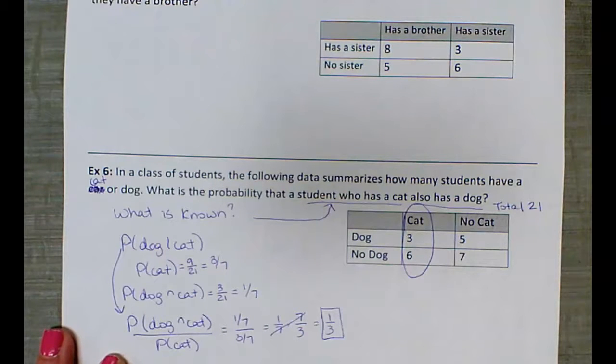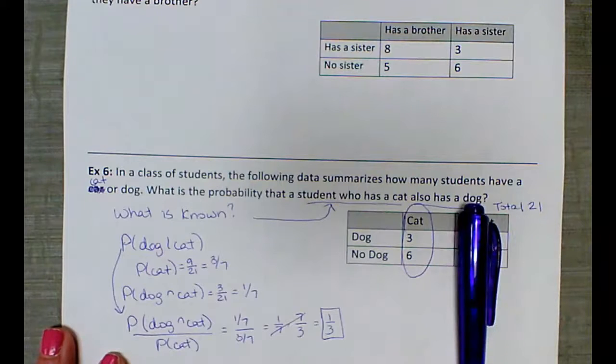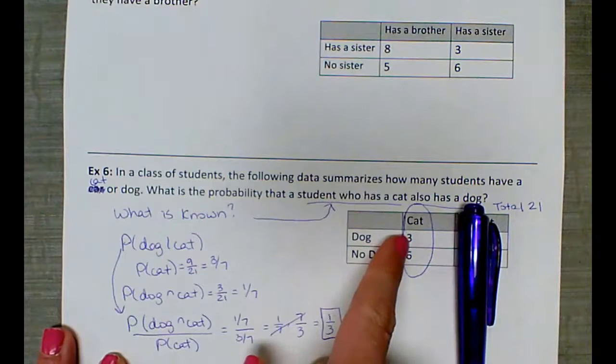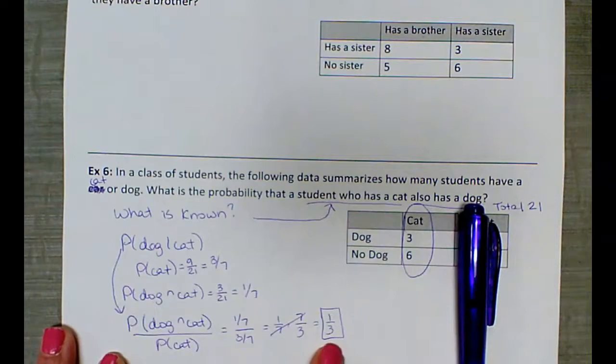Now, if you didn't use the formula and you just used the table, the probability that a student who has a cat also has a dog, we're looking at only the cat column because the student has a cat. And of those, the students that have dogs are 3 out of 9 total cat owners. So 3 out of 9 simplifies to 1 over 3.